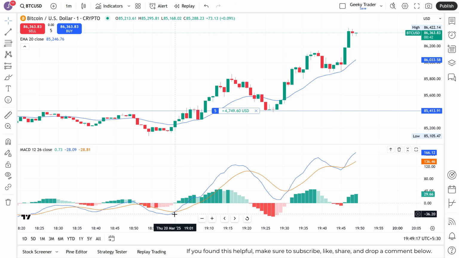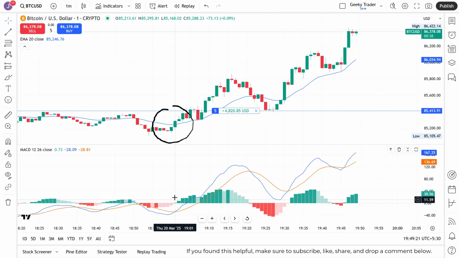The next confirmation comes from the MACD histogram. As soon as the histogram turns green and moves above the zero level, it tells us that the bullish pressure is increasing and the trend is shifting upwards. But we also need price action confirmation.